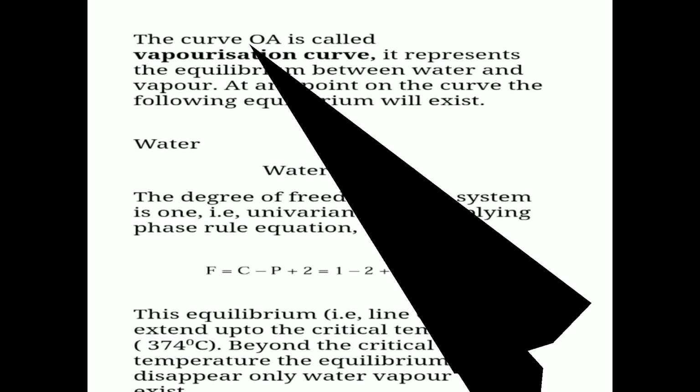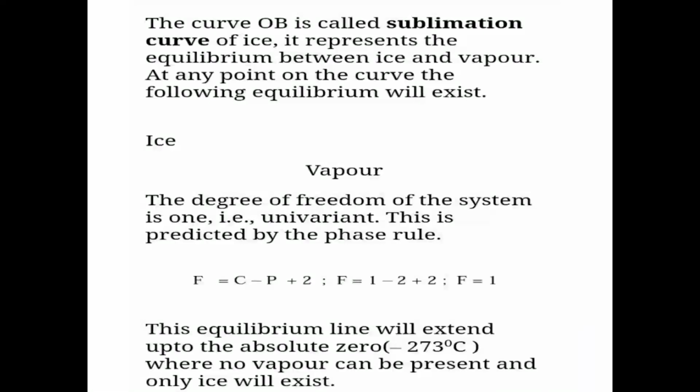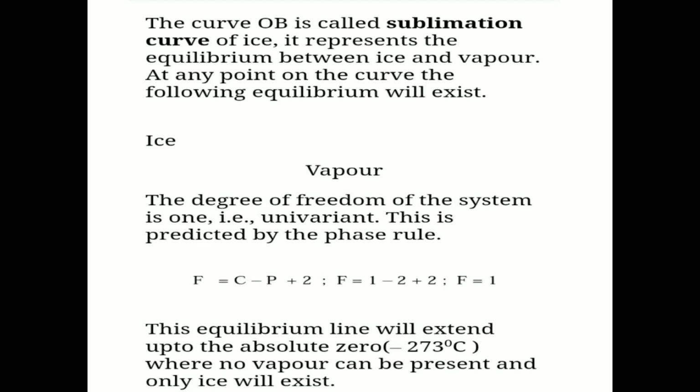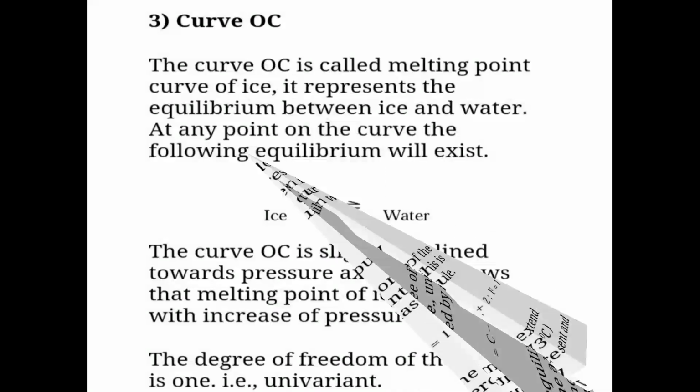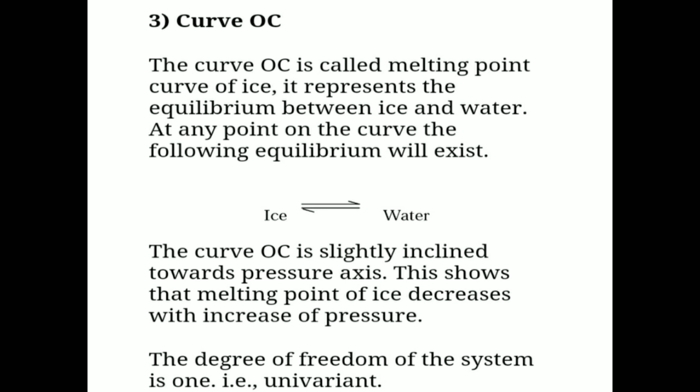Next we see about the OC curve. The OC curve is called the melting curve, the melting point curve of ice. It represents the equilibrium between ice and water. At any point of the curve, the following equilibrium will exist: ice in equilibrium with water.